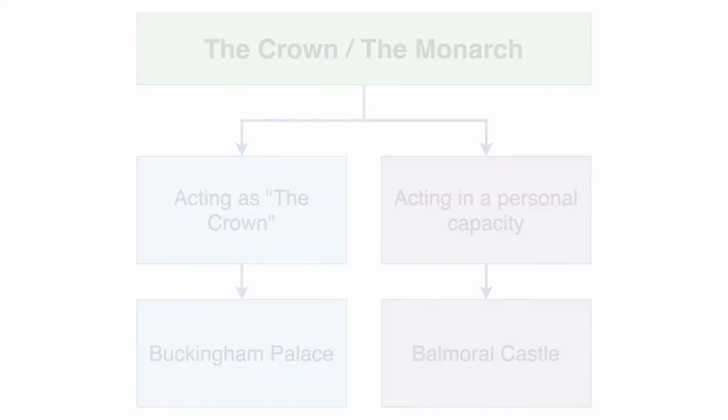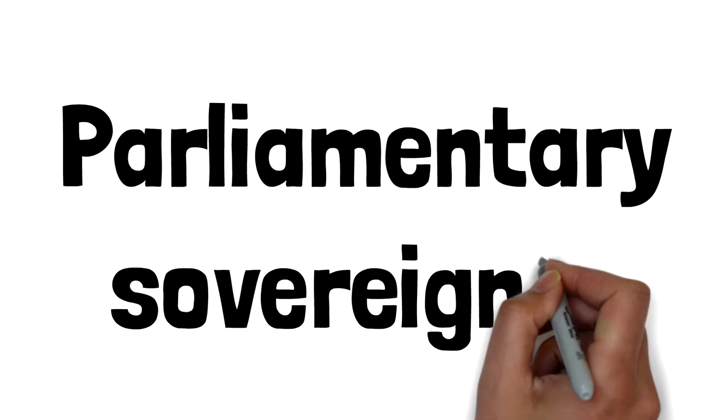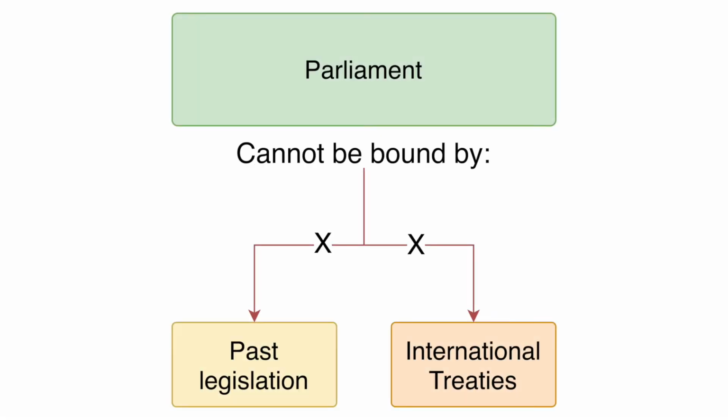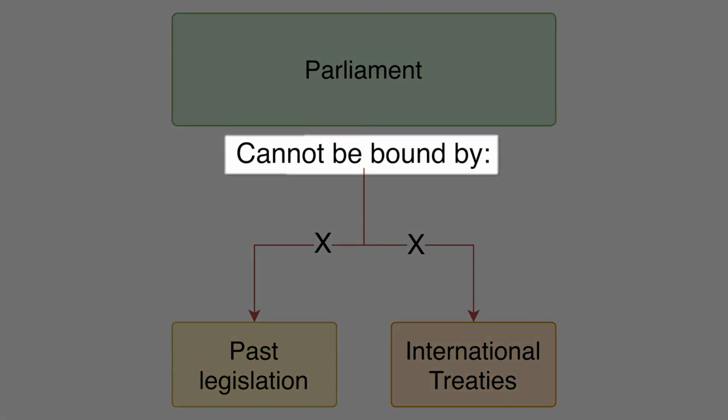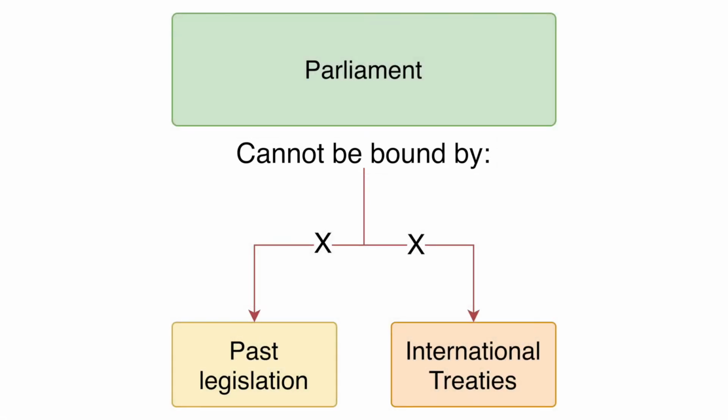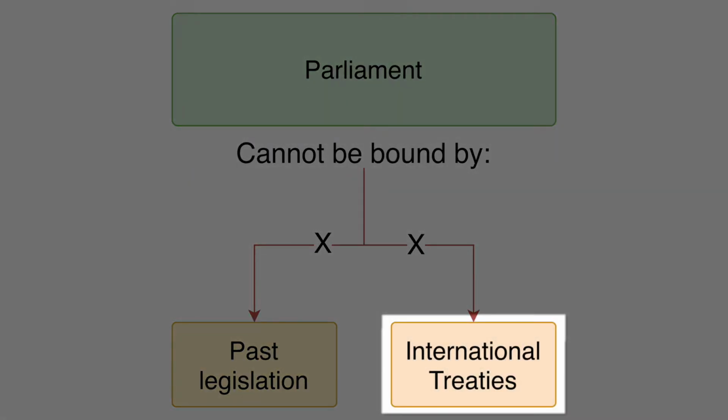Parliamentary sovereignty is another principle of the UK's unwritten constitution. It is the doctrine that Parliament is the supreme legal authority in the UK and can create or end any law. Generally, the courts cannot overrule its legislation, and no parliament can pass laws that future parliaments cannot change. So it cannot be bound by past legislation. Parliament is also not bound by international treaties.